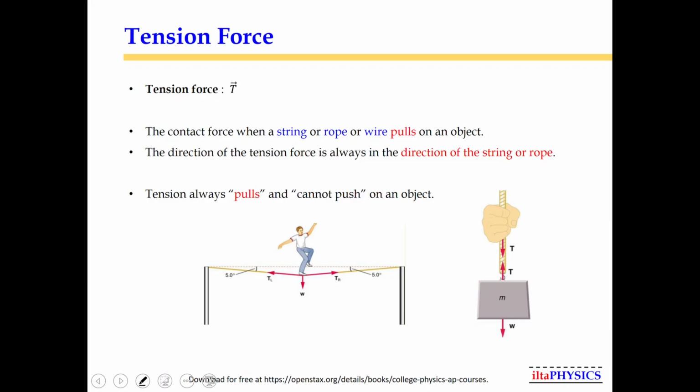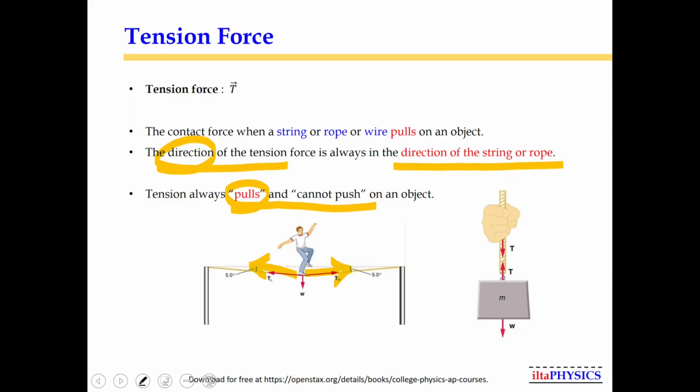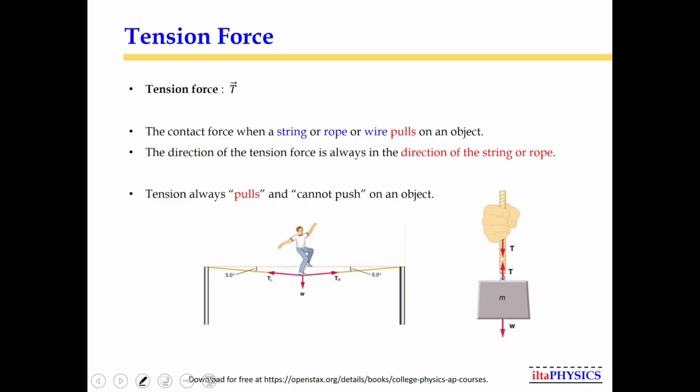Tension force always acts along the direction of the string or rope. In the diagram at the bottom, there's a person standing on a tightrope. Here, the tension forces act along both sides of the rope, pulling toward the ends. Also, tension force always pulls. It never pushes. I mean, just think about it. If you try to push something using a rope, it's not going to work, right?